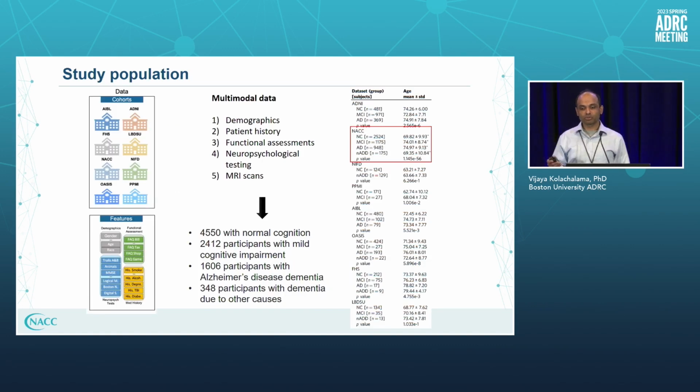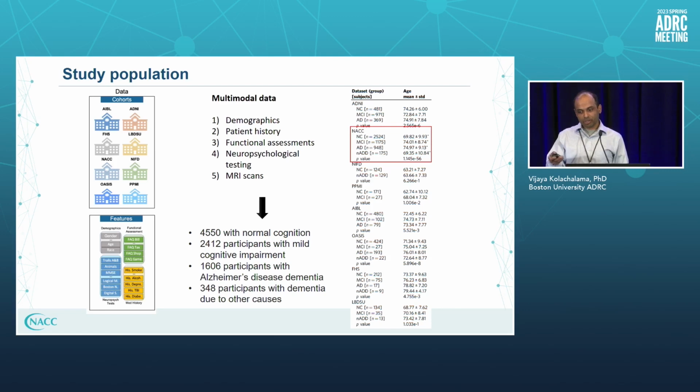And again, just to go through this whole idea of thinking about multimodal, right? So we're talking about demographics, patient history, functional assessments, neuropsychological testing, all those different forms, A forms and B forms and C forms. So we collect all this data, and then we are really asking this simple question: can you assess if the person has healthy cognition, MCI, or dementia, and if dementia, is it due to Alzheimer's or due to other etiologies?